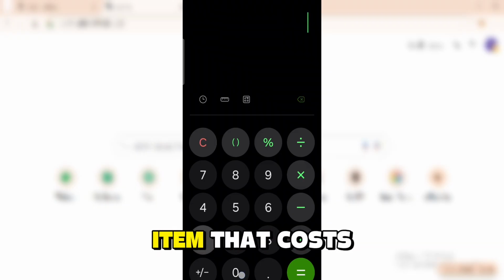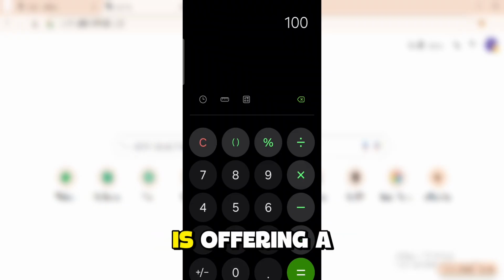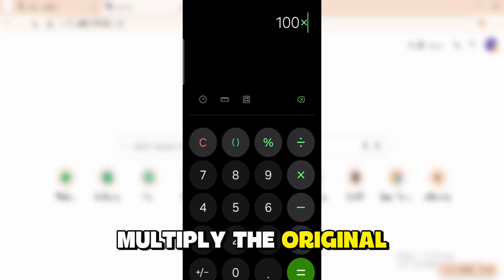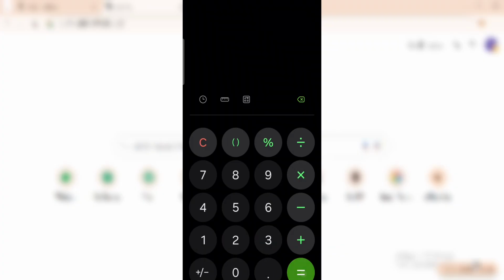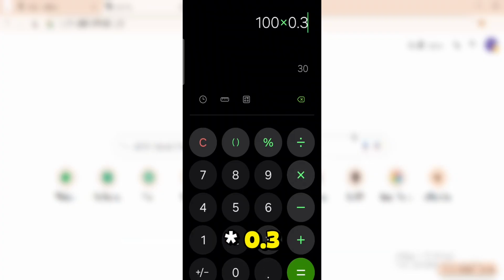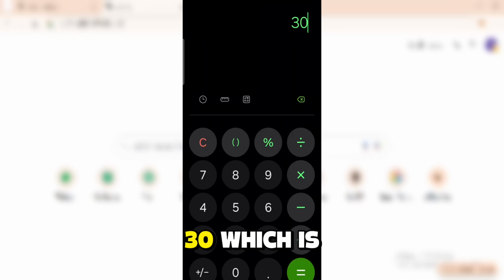Let's say you have an item that costs $100 and the store is offering a 30% discount. All you need to do is multiply the original price by 0.3. So on your calculator, type 100 times 0.3. The result is 30, which is the amount of discount.